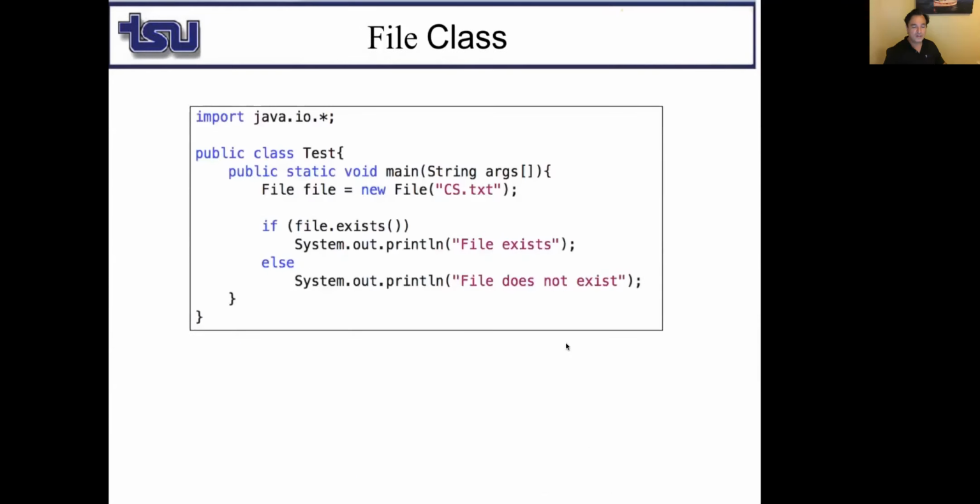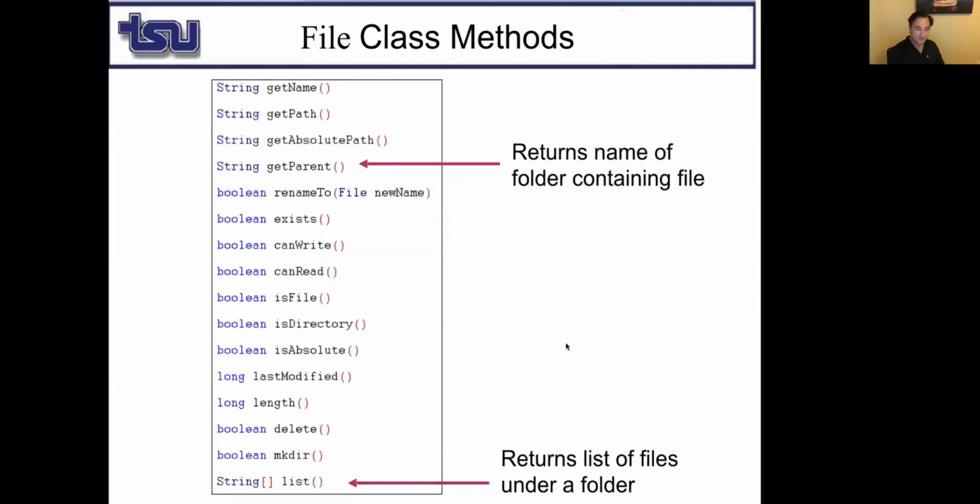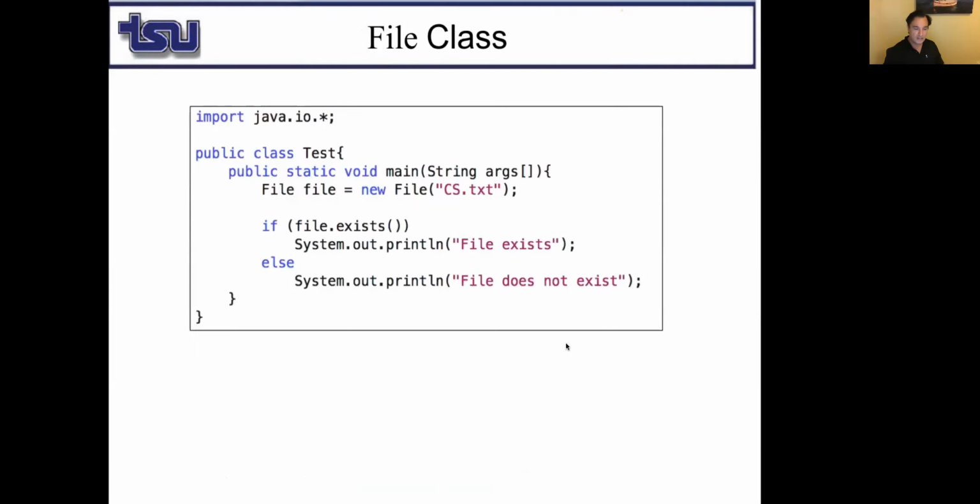I will start with a very simple example. First, don't forget to import the java.io package. I create a File object, and I use the constructor that takes a string as input, cs.txt. Then I make a call to the exists method. Remember, the exists method returns a boolean, true or false. As you would guess, it will check if there's a file called cs.txt in the current folder. If there is one, this returns true. If not, it returns false.